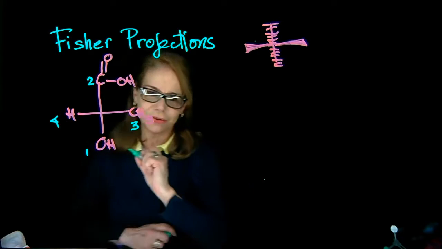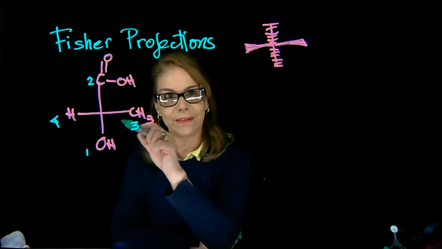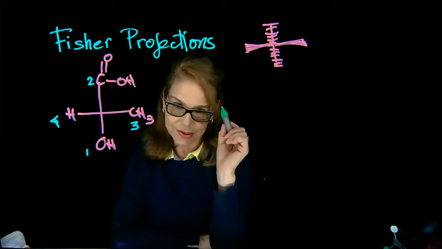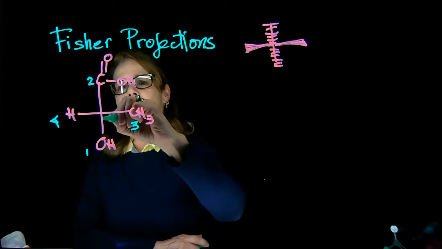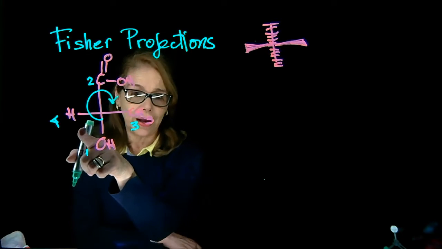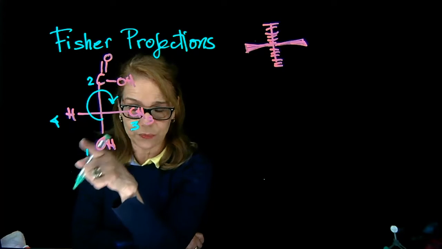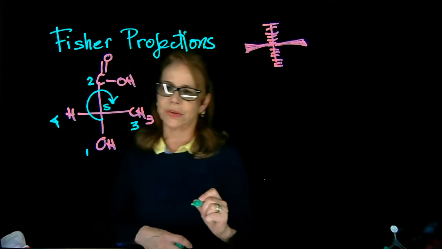Four is a hydrogen, and now you follow those priorities, and you need to remember that the hydrogen is on the wedge, so not away from your view. So if you did here 1, 2, 3, this rotation, it looks like R, but you're viewing that incorrectly, so it is S, the configuration of the carbon.